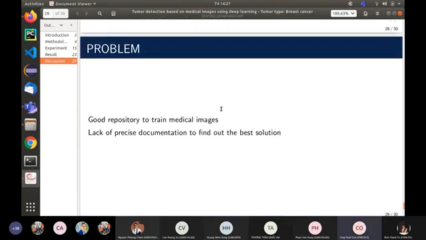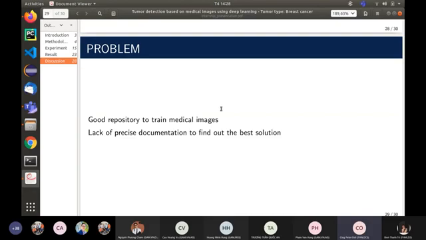And the problem that I noticed when we are working on deep learning, we have repositories that we use. Sometimes a repository can be good for one type of images, but it's not that good for medical images. I think the repository that I used for Faster RCNN maybe was not the better one. I can still try to understand this. And then there's a lack of precise documentation to find out the best solution.